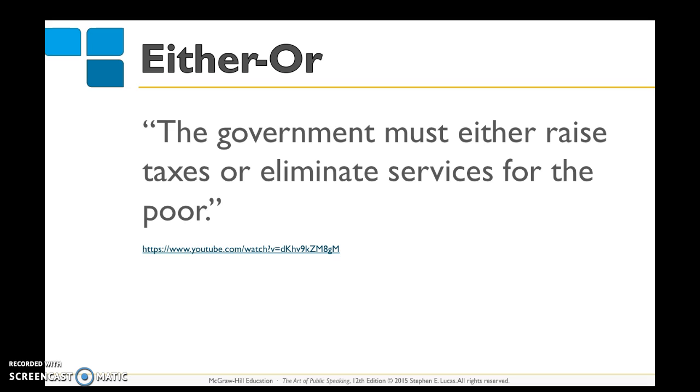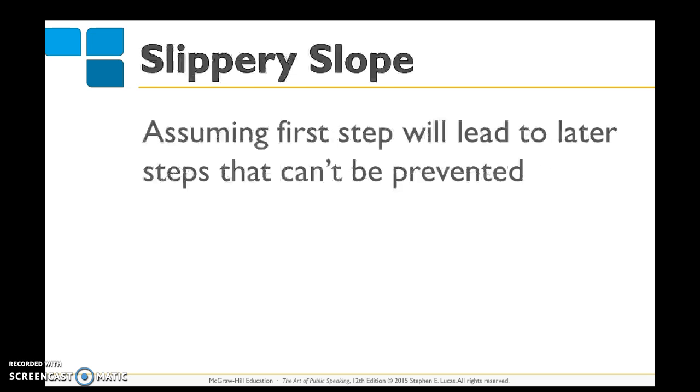So here's an example. The government must either raise taxes or eliminate services for the poor. This statement oversimplifies a very complex issue by reducing it to simply an either-or choice. Is it true that the only two choices are raising taxes or eliminating services for the poor? What about cutting the administrative costs of government, eliminating pork barrel projects? There are a lot of other options besides the two being presented.